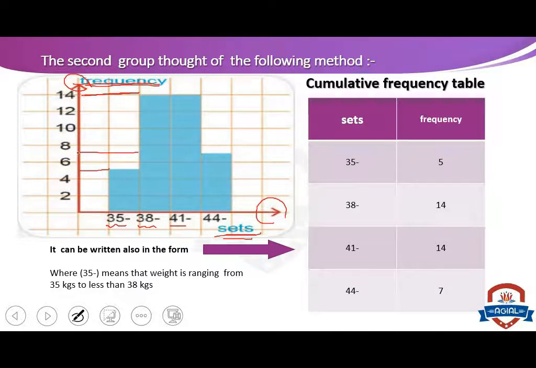So this is called the cumulative frequency table. In the cumulative frequency table, we use the sets and the frequency.